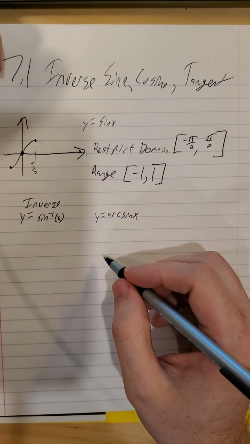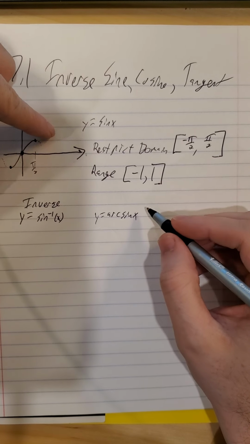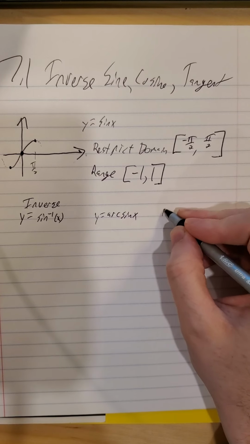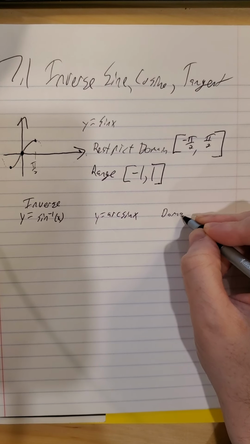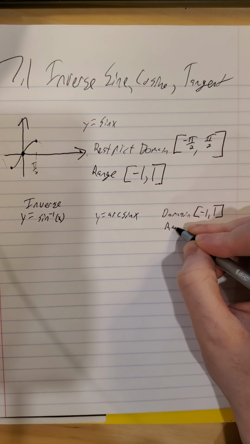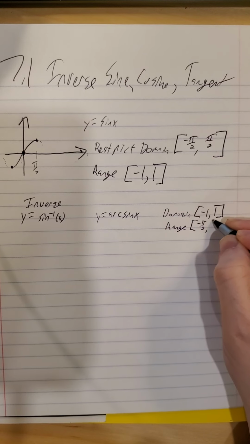And just like in your college algebra days, as far as inverse functions, domain and range switch roles. So then for the inverse, the domain is now negative 1 to 1, and the range is negative pi over 2 to pi over 2.